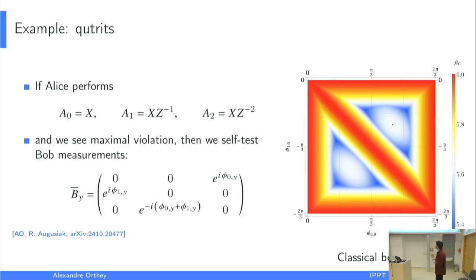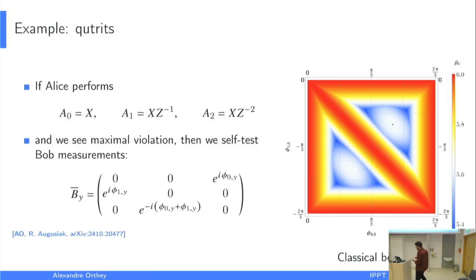As you see, some regions are quite red, so they are very close to the quantum bound. Remember, this is the classical bound. So in these regions, you cannot self-test the measurement, right? Because the classical bound is equal to the quantum bound, so the inequality is useless.